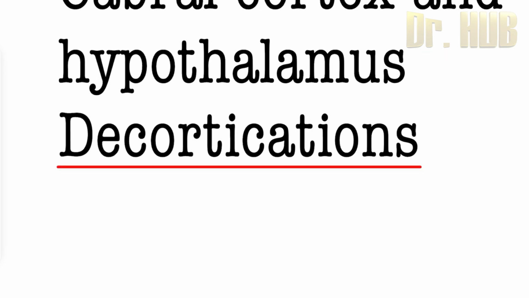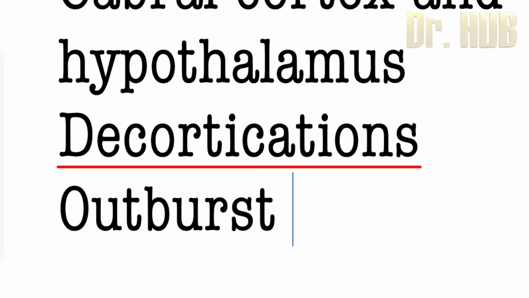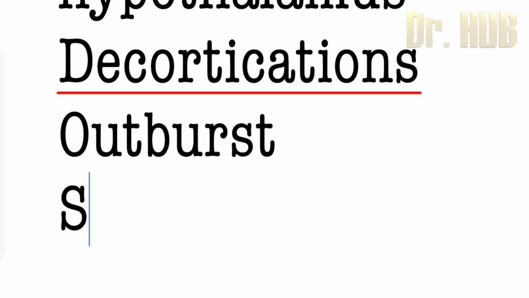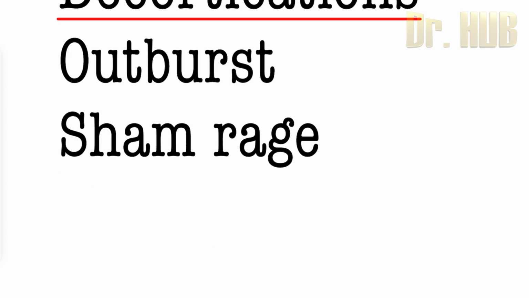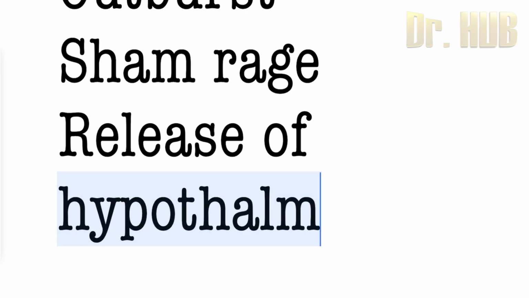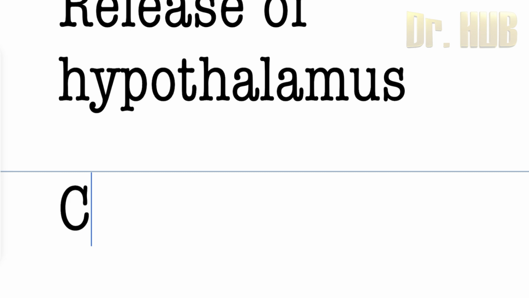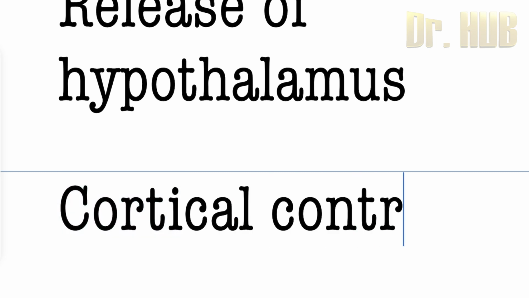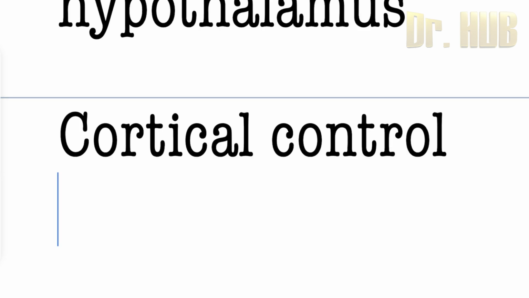The experimental animal exhibits an outburst of rage on mild peripheral stimulation. This is known as sham rage, since the emotions associated with rage are absent. This sham rage is due to the release of the hypothalamus from cortical control, and it can be abolished by lesions of the caudal hypothalamus.